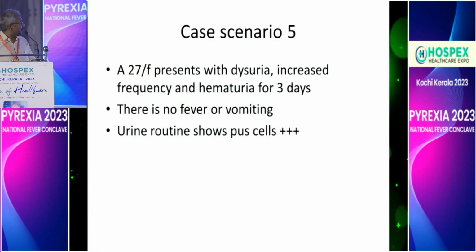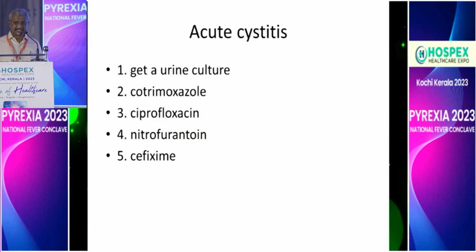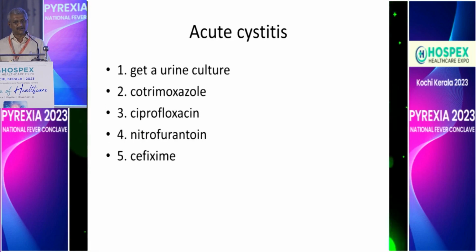Now, case scenario 5, this is a urinary tract infection. A 27-year-old female presents with dysuria, increased frequency, basically a UTI. Okay. So what will we do here? It's acute cystitis. Now, from the infectious disease point of view, you don't have something called UTI. You don't have a syndrome called UTI at all.